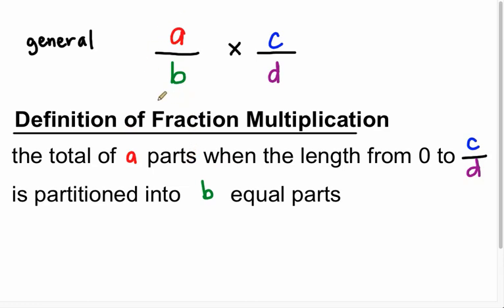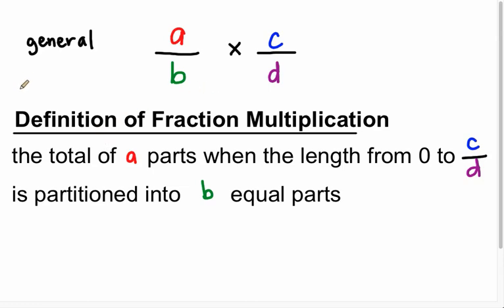And every single time that we see fraction multiplication, we can write out a full definition in these words right here. So it's always going to be the total of this many number of parts when the length from 0 to C Dths is partitioned into this many number of equal parts, which in this case is B. Okay? But you could use any symbol here. Just know that A, B, C, and D are whole numbers.